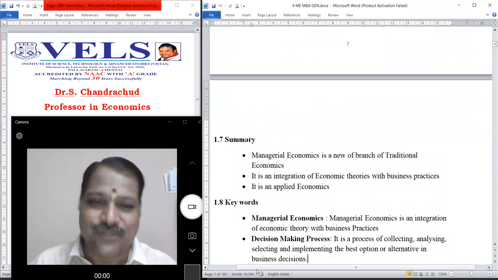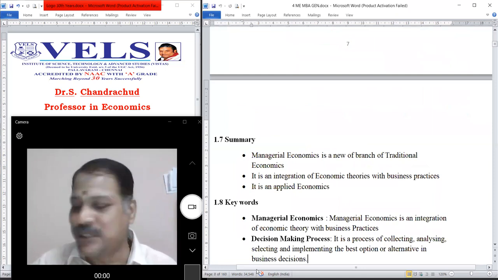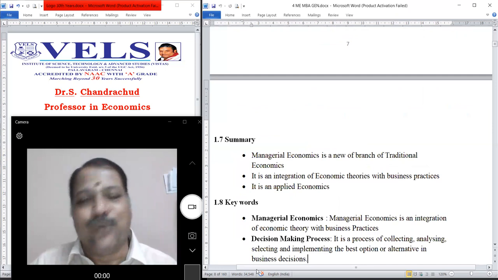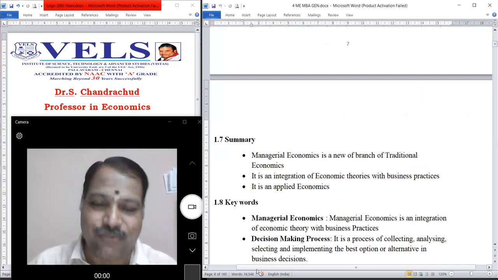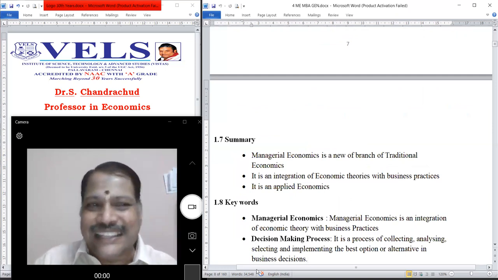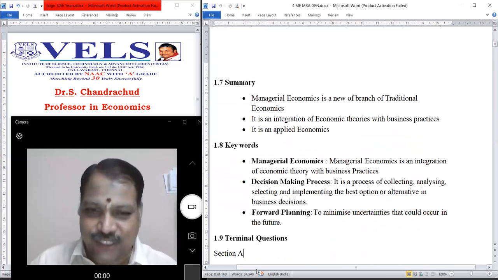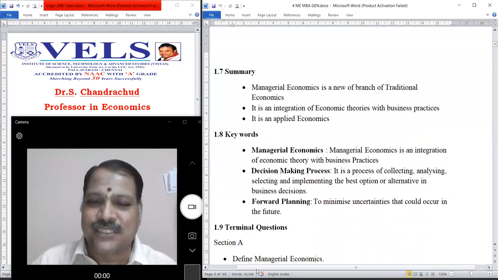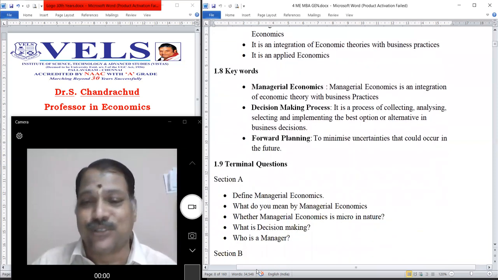Let me summarize what we discussed in this particular class. First, we defined what is managerial economics, what are the features, how it differs from traditional economics, and what are the roles and responsibilities of managers. These are the things, and mainly it integrates economics and business. The keywords are the definition of managerial economics, the decision-making process, and what we mean by forward planning. These are the keywords that they used to ask.